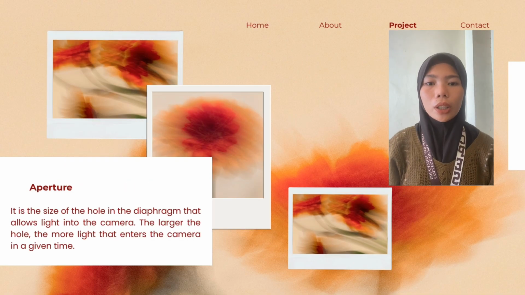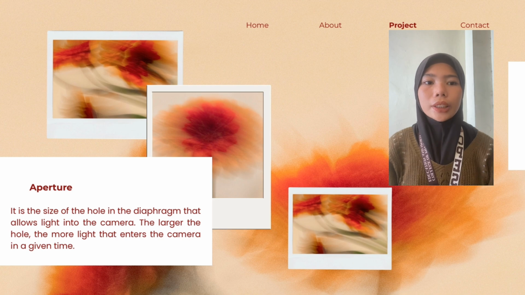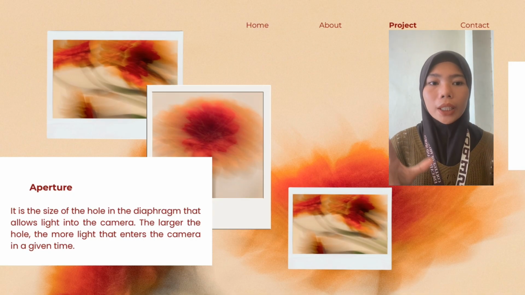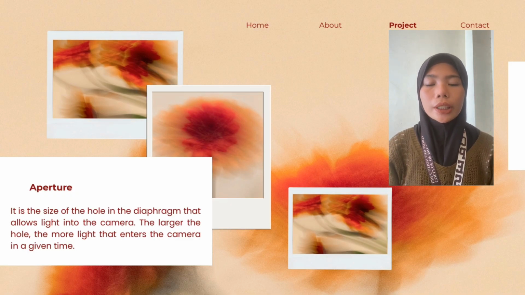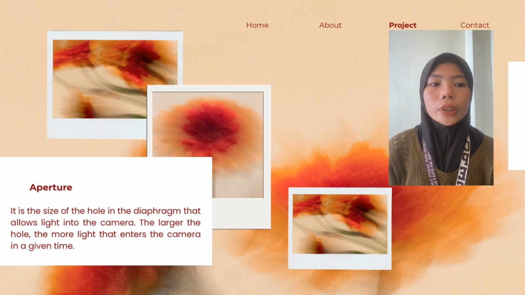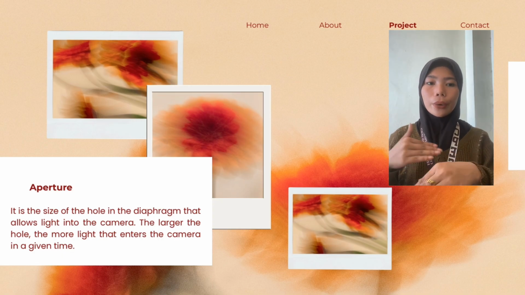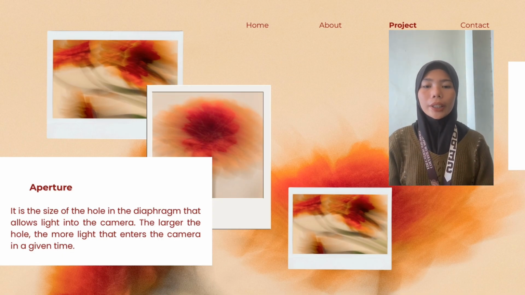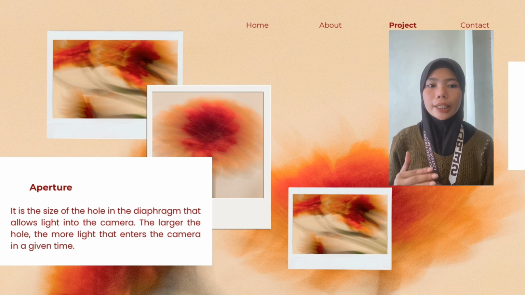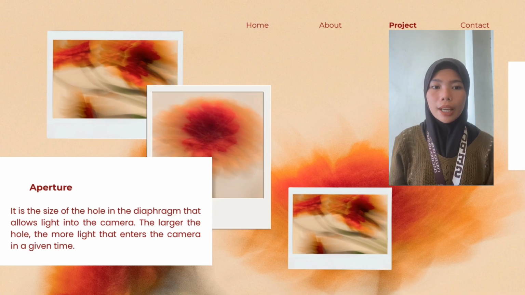Aperture is the adjustable opening in the camera lens that controls how much light reaches the sensor, similar to the pupil of the human eye. It's measured in f-stops, for example f/1.8 and f/16, where a lower number indicates a wider opening and more light, while a higher number signifies a narrow opening and less light.